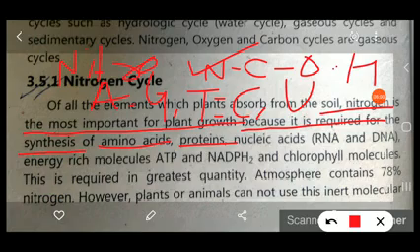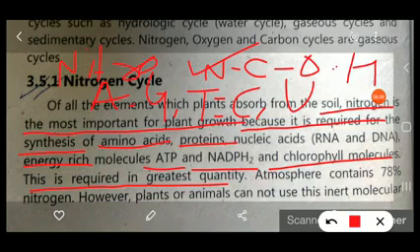Then energy-rich molecules, that is ATP, NADPH2 and chlorophyll molecules, are required in greatest quantity. For the synthesis of ATP, that is adenosine triphosphate, and NADPH2, nicotinamide adenine dinucleotide phosphate hydrogen, and chlorophyll molecules, this nitrogen is required.